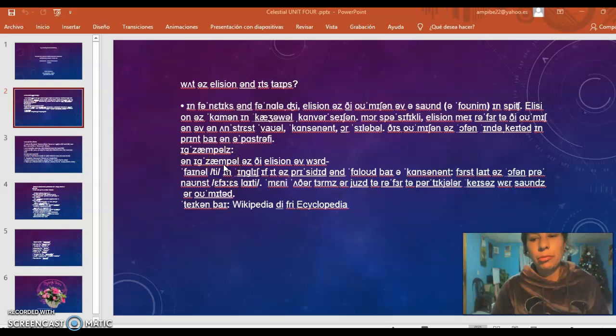Examples. An example is the elision of word-final T in English, when it is followed by a consonant. First, like is often pronounced "firs' like." Many other terms are used to refer to particular cases where sounds are omitted. This information we can find in Wikipedia, the free encyclopedia.